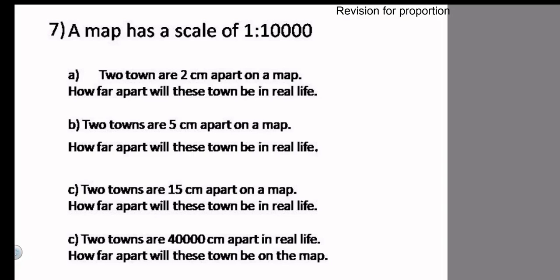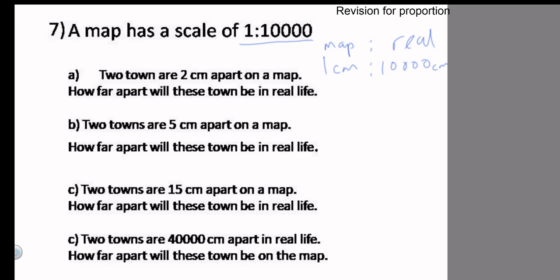Now this question is to do with maps and scales. A map has a scale, well, it's written as a ratio. That means 1 centimeter on the map is the same as 10,000 centimeters in real life. Okay, so if you were to draw a line 1 centimeter long on the map, that distance would be the same as 10,000 centimeters in real life.